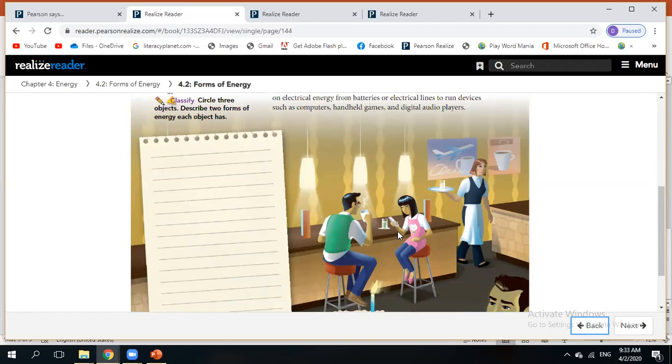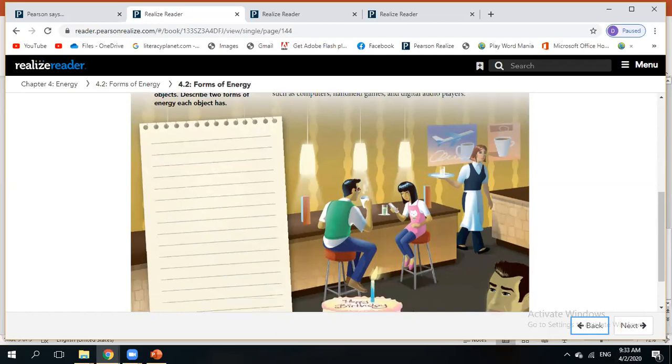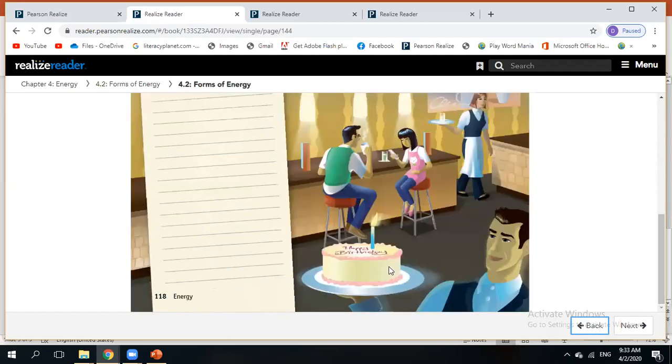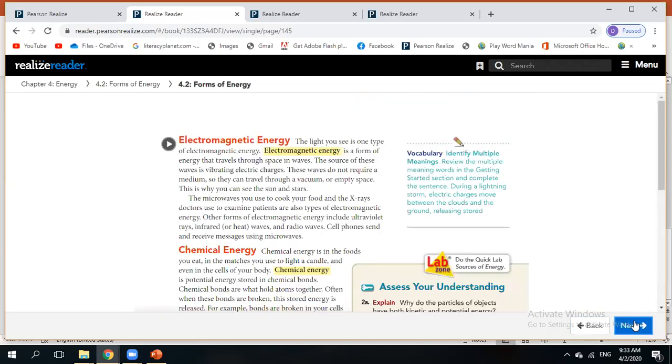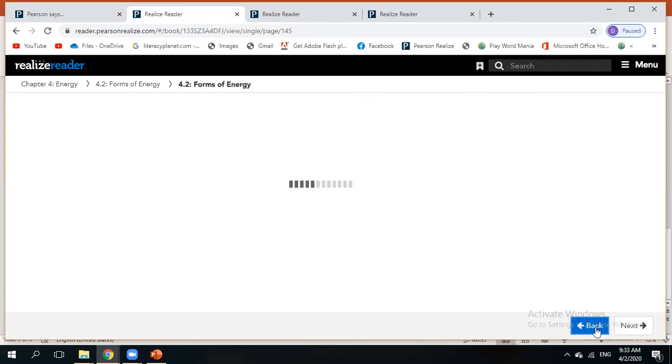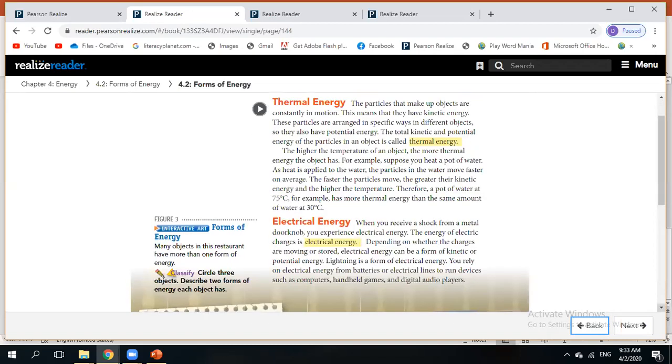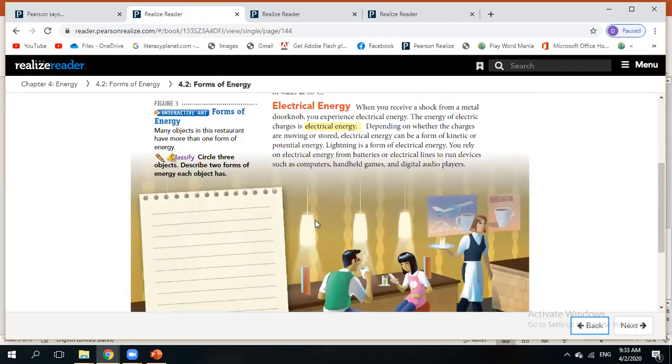The cell phone has electromagnetic energy. The cake has mechanical energy, chemical energy, and the light of this candle is electromagnetic energy. All of these are examples. Miss, what about the light? Of course, the light is electromagnetic energy. You can choose any kinds, girls. The light is a sort of electromagnetic energy.